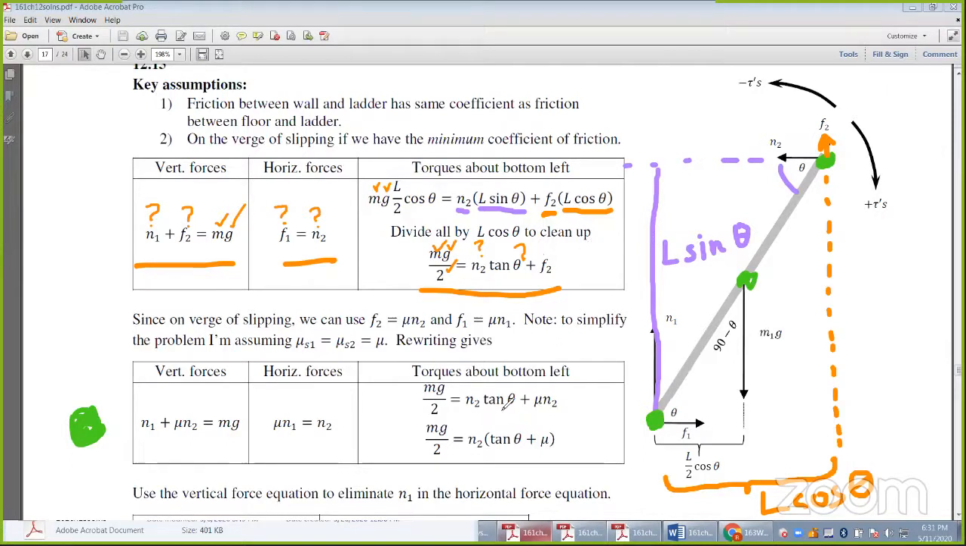All right. So in this case, let's assume this is given, but we still have unknowns. So I'm going to need more equations, and here they are. It's on the verge of slipping. And then we're going to assume this is true. So now we've got some equations we can work.